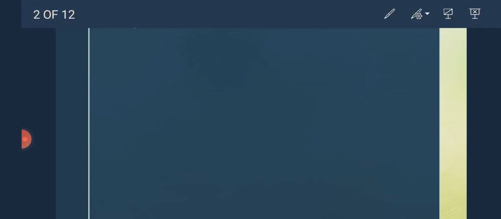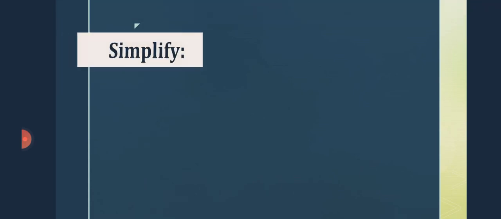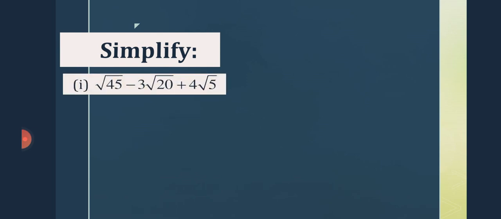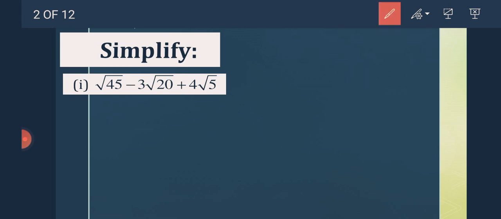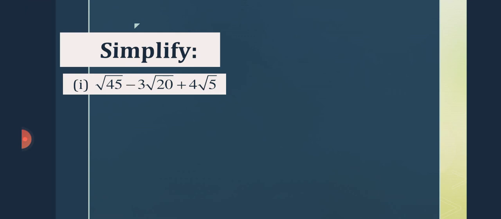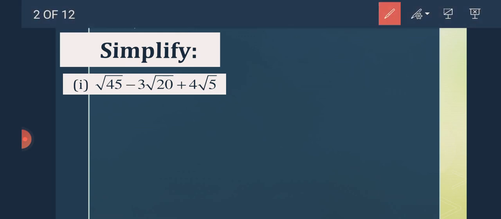First of all, let us see the first simplify question. The first question is root 40 minus 3 root 20 plus 4 root 5. In this video we are going to do two questions based on simplify. So now let us start it. What does the first question say? We will do it by parts.